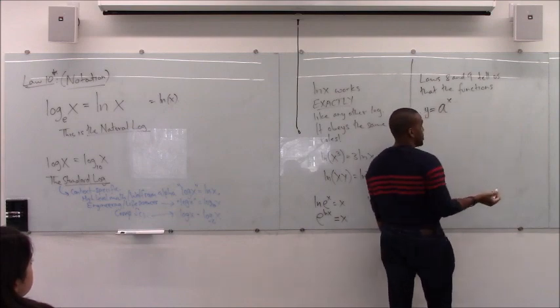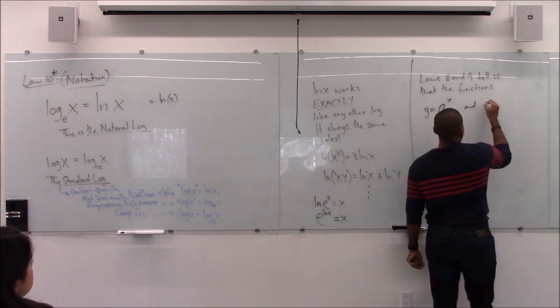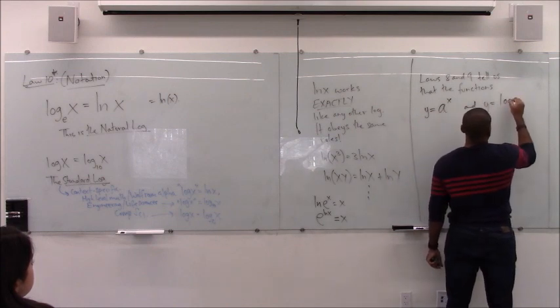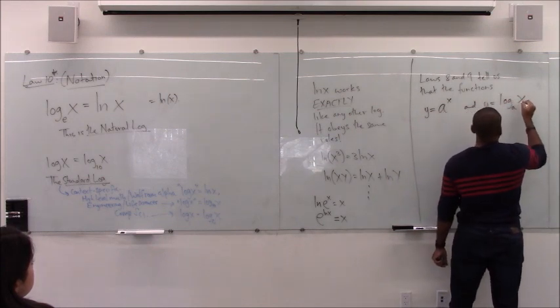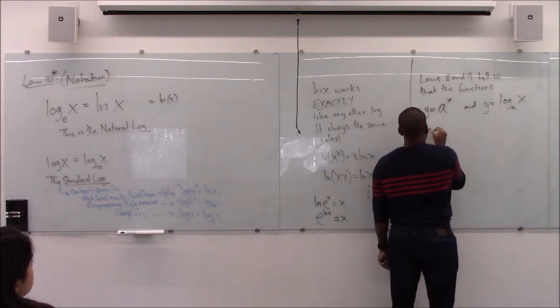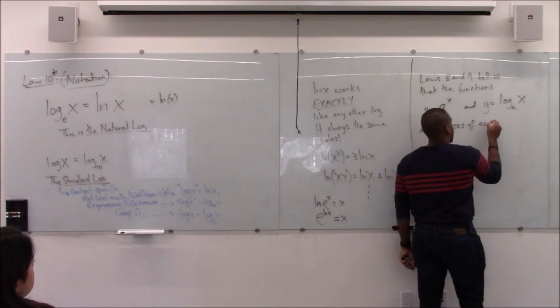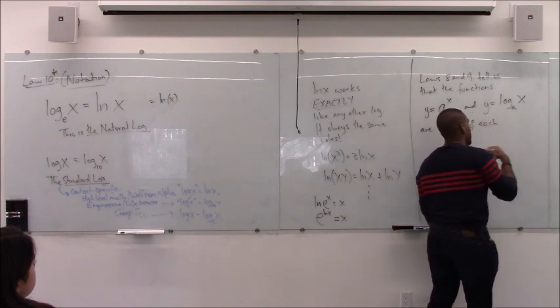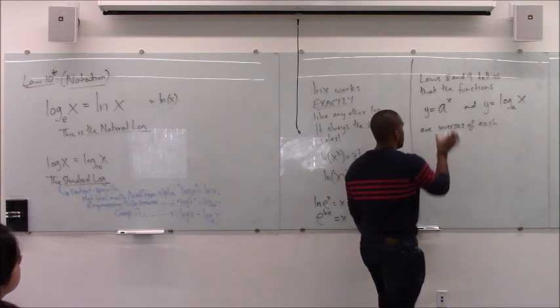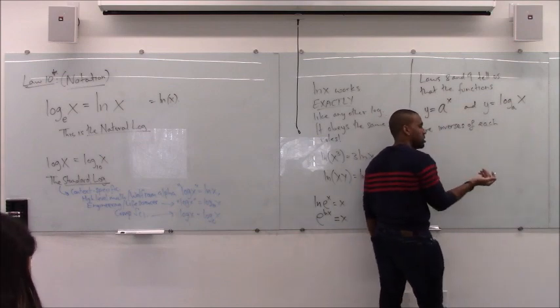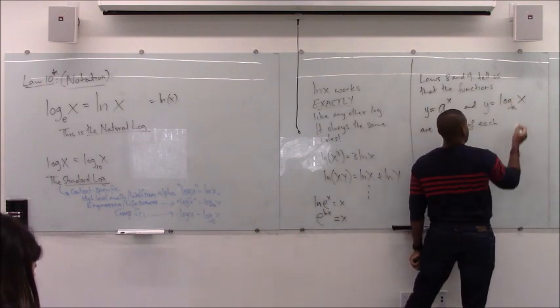The exponential function, a to the x, and the logarithmic function, log to the base a of x, are inverses of each other. Remember what an inverse function is? It's a function that undoes one function. If you plug one into the other, you just get the original input. That's what laws 8 and 9 told us.